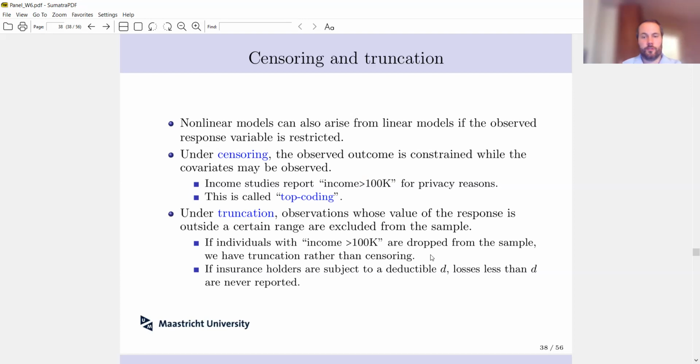Now, another example where truncation typically happens: let's say you look at insurance data and your outcome variable is losses, how much the insurance would have to pay. For any damage to your car that is less than 500, you would have to pay it yourself anyway. Now you scratch your car. Are you going to report that to the insurance? Well, if the damage is less than 500, it's not worth the effort. So any losses less than your deductible, 500 euro, you would never report, and this would lead to truncated data.